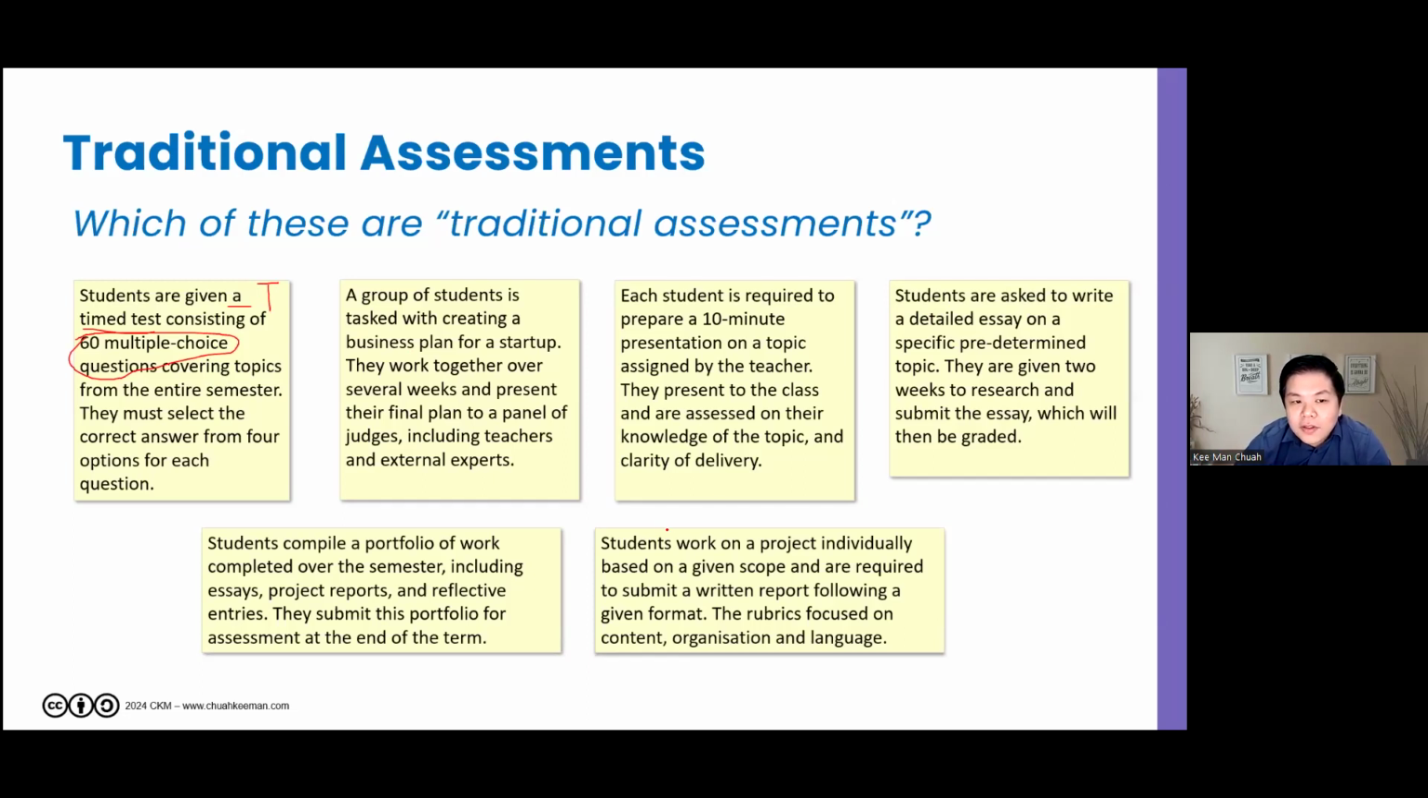A group of students is tasked with creating a business plan for a startup. They work together over several weeks and present the final plan to a panel of judges, including teachers and also external experts, right? So what do you think? Is this traditional or not traditional?